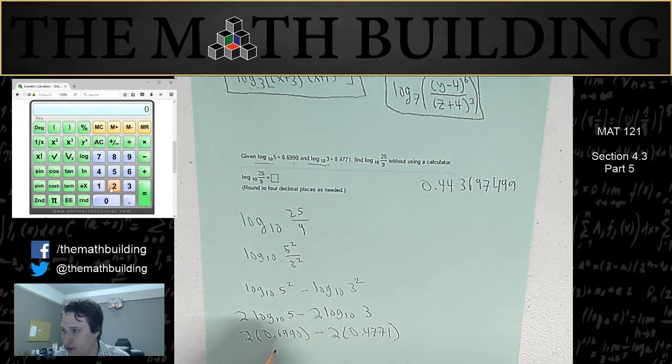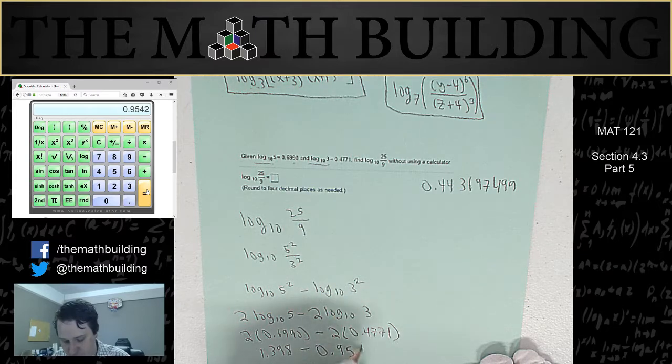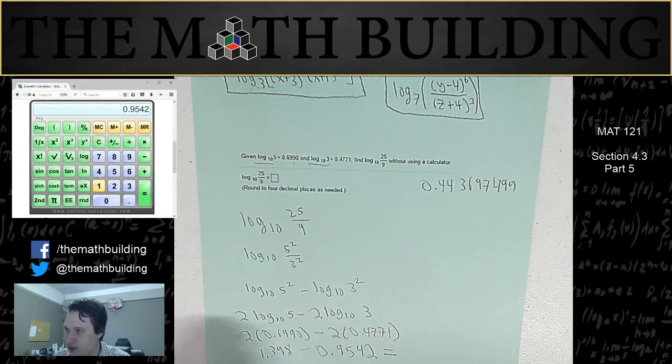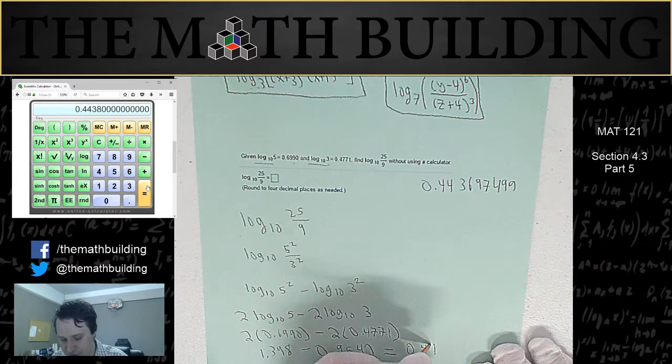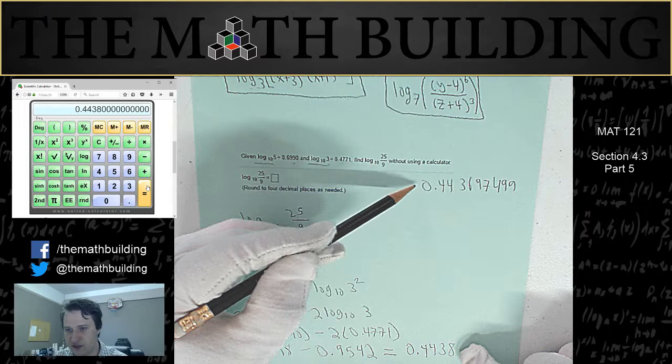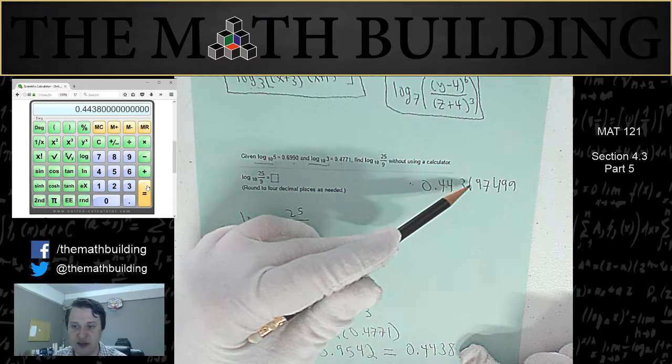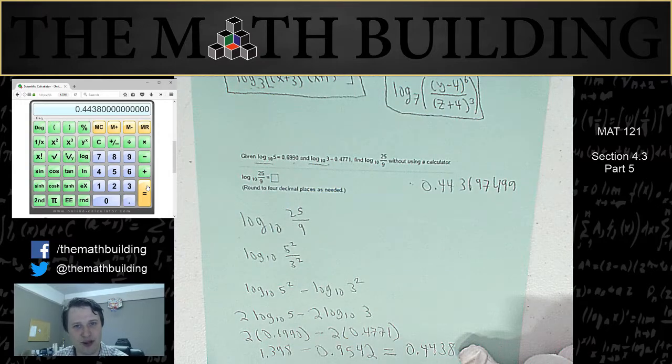All right, so let's do 2 times 0.6990 is 1.398, minus 2 times 0.4771, which is 0.9542. So let's subtract those. 1.398 minus 0.9542 equals, and we get 0.4438. So that's pretty close to what the calculator gave us, which was 0.4437 if you round. So 0.4438, that's pretty close.